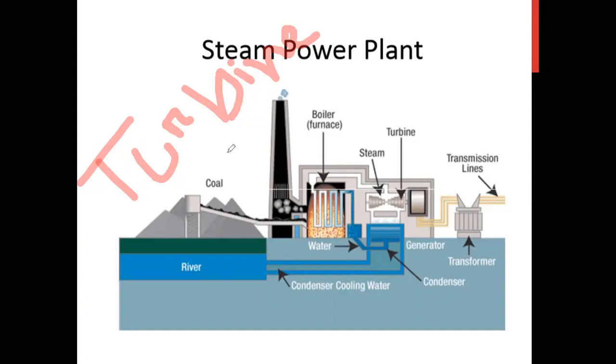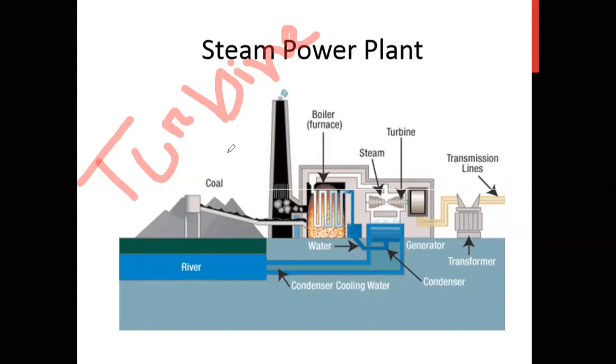The third part is condenser. The condenser is where we condense steam to make water. In the boiler we make steam from water by giving heat, and in the condenser we convert steam to water. We release the heat and turn the steam into water. That is condenser.